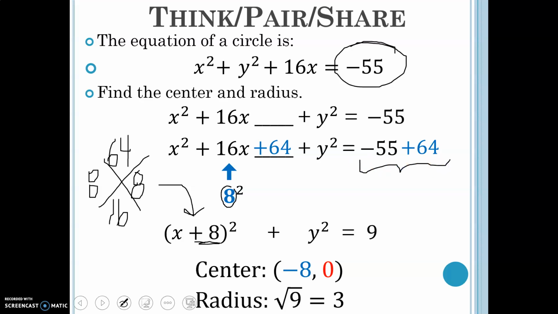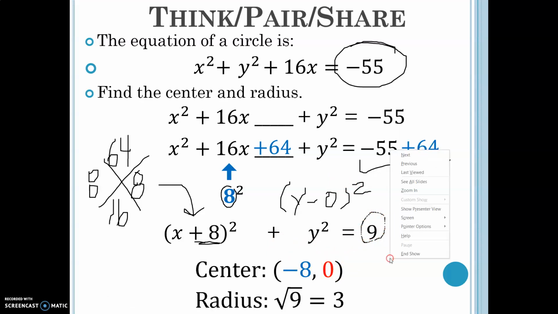Over here on this side, simplify negative 55 plus 64, and that'll give you 9. All right, so all this means is that you are going to have a center of negative 8, and you're going to have a y value of 0. So remember, this is equivalent to y minus 0 squared. It's been simplified. Y minus 0 squared has been simplified to y squared. So our center is negative 8 comma 0. Again, right here at the end, take the square root of the 9, and that's going to give you 3.